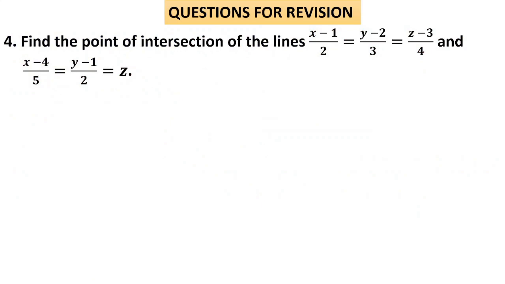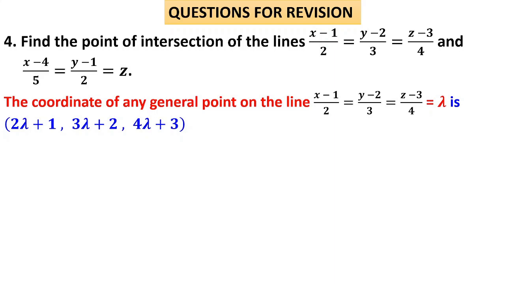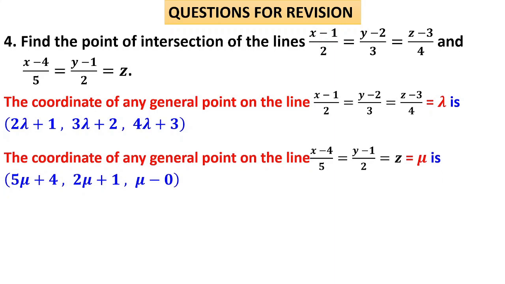Let us move on to question number 4. We have to find the point of intersection of the lines. Normally we will be doing it in 2 dimensions also by solving it. Here let us see how to do it. Now we will take a general point from the first line. You know how to do it. Equate it to lambda. You will get 2 lambda plus 1, 3 lambda plus 2 and 4 lambda plus 3. Again take the second equation also and equate it to mu. Then it will become 5 mu plus 4, 2 mu plus 1 and mu minus 0.